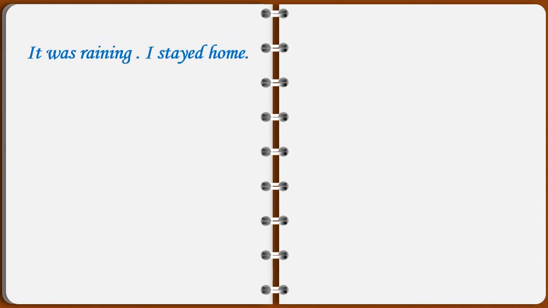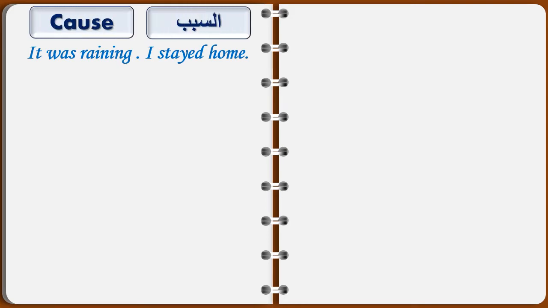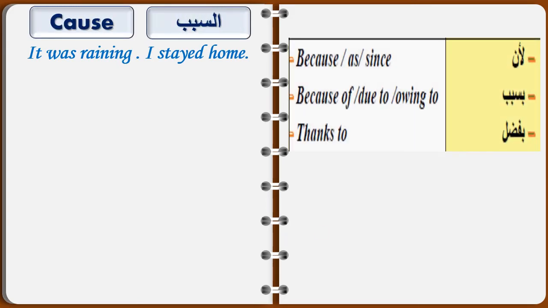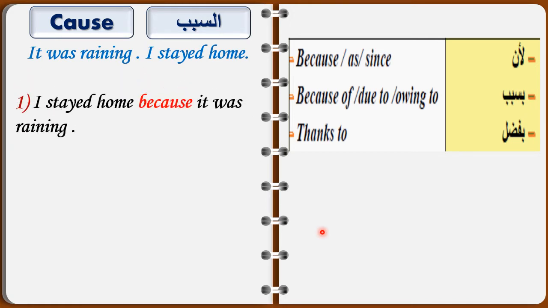Number 3. It was raining. I stayed home. What is the relationship between these 2 sentences? ما نوع العلاقة بين هاتين الجملتين؟ Very good. علاقة سببية. So we express سبب or the cause. What are the linking words? Here are some of them. Let's see an example. I stayed home because it was raining. جلست أو مكثت في المنزل لأنها كانت تمطر.